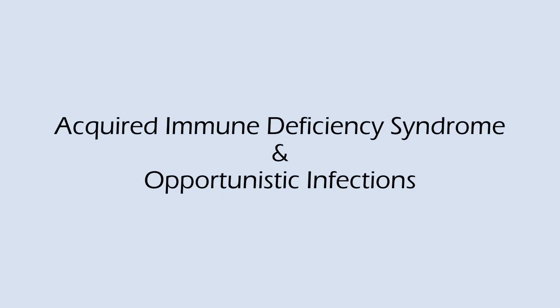Let's learn about opportunistic infections and acquired immune deficiency syndrome. AIDS is a complex disease that weakens the immune system, making individuals more susceptible to opportunistic infections. In this video, we'll explore the relationship between AIDS and opportunistic infections.